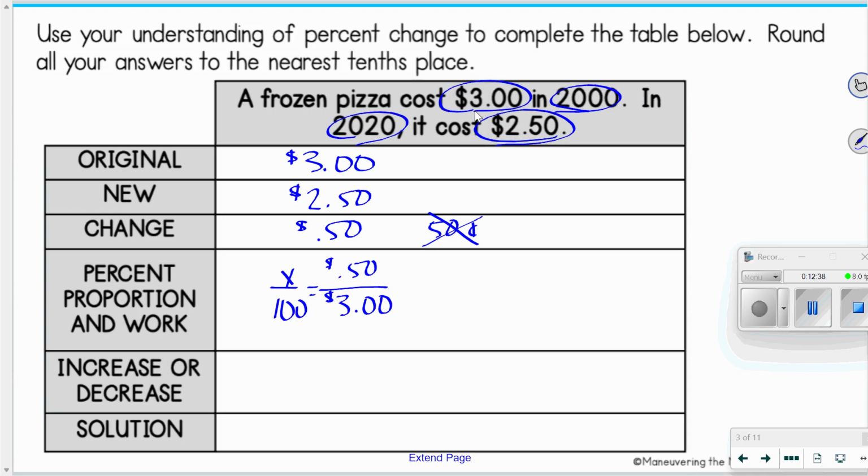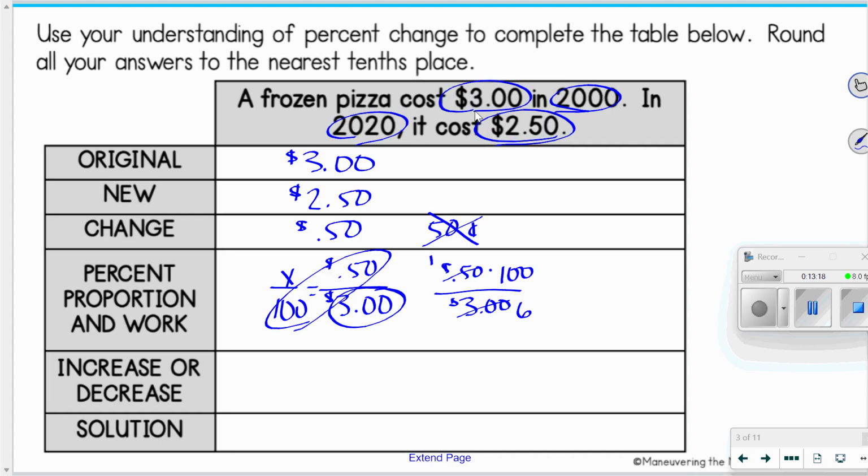Now, is it really easy to go from 3 to 100? No. So that means I'm going to go ahead and do my cross multiplying, set up your baseball. So I've got 50 cents times 100 divided by $3. Do I have any easy reductions? Yeah, the decimals. How many times will 50 cents go into $3? 6. So I can divide both these by 50 cents. That makes that 1. That makes that a 6.